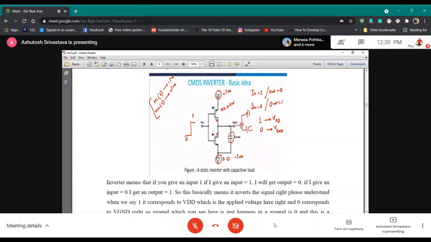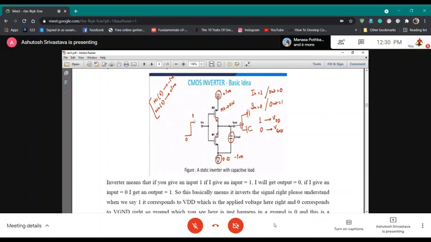So when your gate voltage is at absolute zero, what happens to your PMOS? Will it conduct or not? So we say it conducts. And your NMOS transistor will be in cutoff at that time. Correct? And then when there is a transition from 0, the conducting state will be when it is more than your threshold voltage.